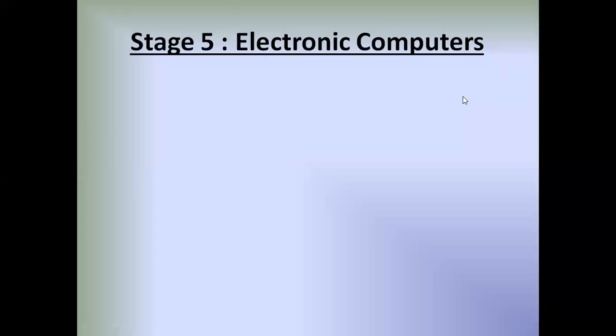Okay, we are going to start stage 5, electronic computers, the computers which we are using nowadays. It is the final product in the history. Electronic computers are powerful computers.